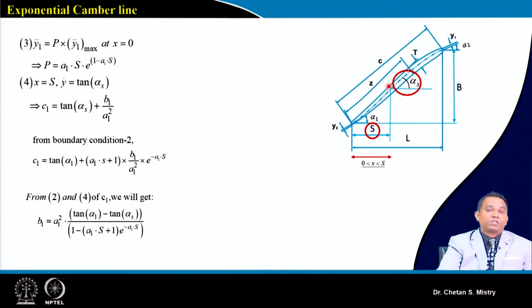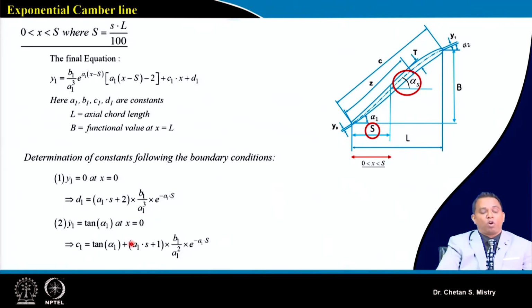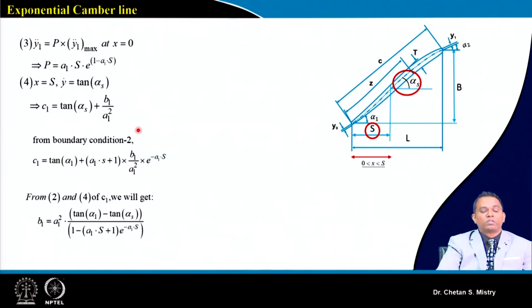Same way, now we are reaching the location x equal to s. In the previous case for the polynomial camber line, we gave the boundary conditions at the leading edge and trailing edge. Here in this case we will be putting this boundary condition at the inflation point. Now we are having two values of constant c1, one that we received by considering x equal to 0 and the slope factor, and this is my second boundary condition. So based on that, if we solve, we will be getting the constant b1.